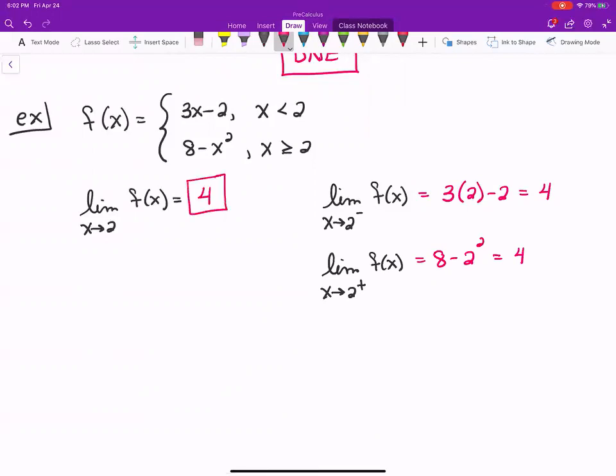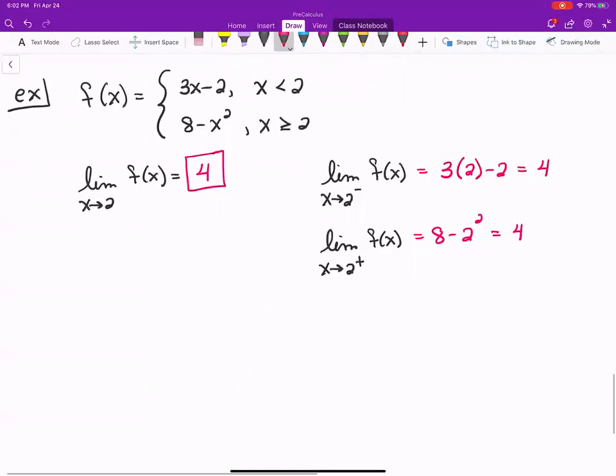If those two numbers came out differently, which they did in one of the practices you guys had last week, if those numbers come out to be different, then the limit wouldn't exist.